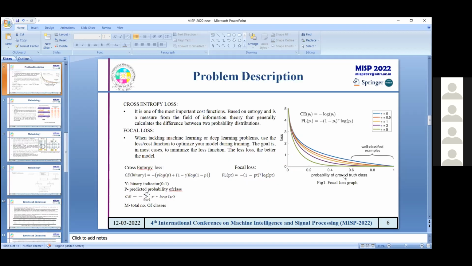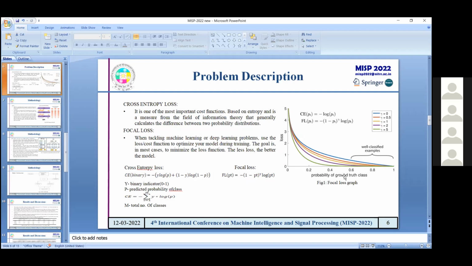Now coming to the two loss functions which were used in this paper, the cross entropy and the focal loss function. The cross entropy is one of the most important and most often used loss functions. As we can see from the formula, the cross entropy function is the summation of a binary indicator and the logarithmic value of the predicted probability. However, in our data set, we have more than 2 classes. Thus, instead of using the binary form, we use the second formula, which is the summation of the binary indicator and the logarithm of the predicted value for each class.